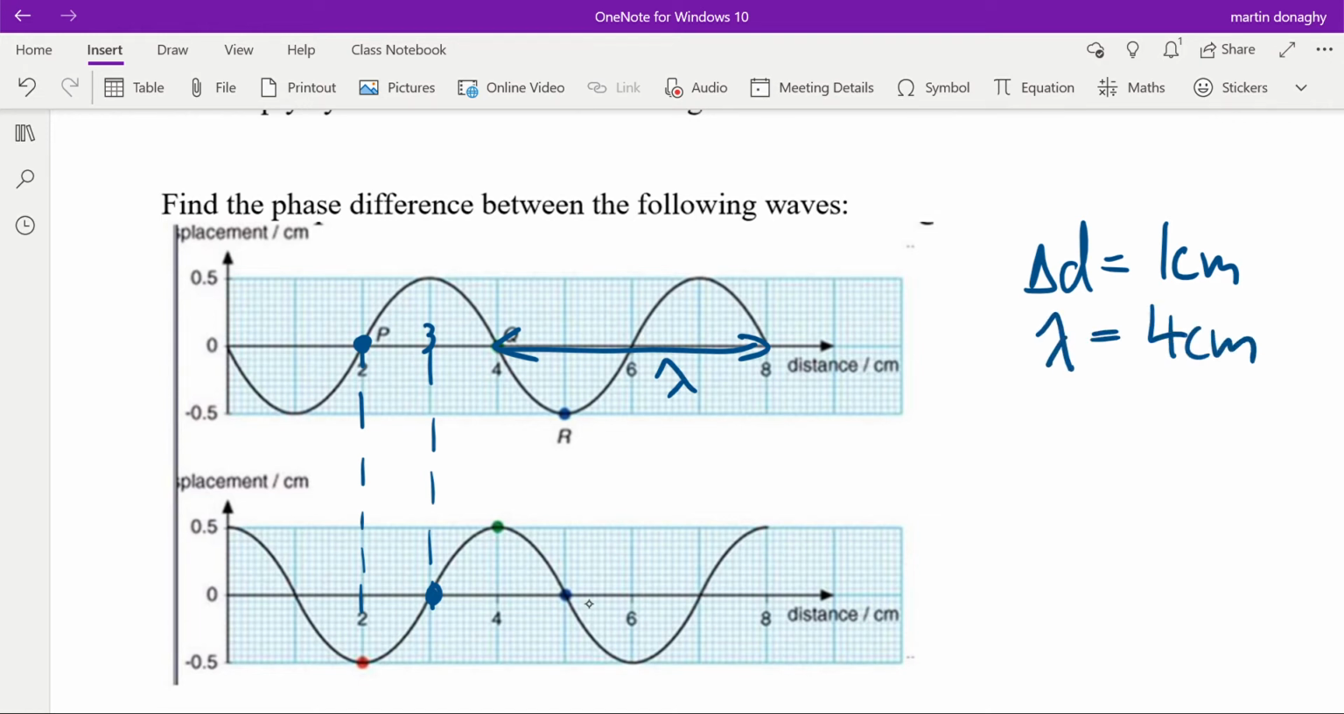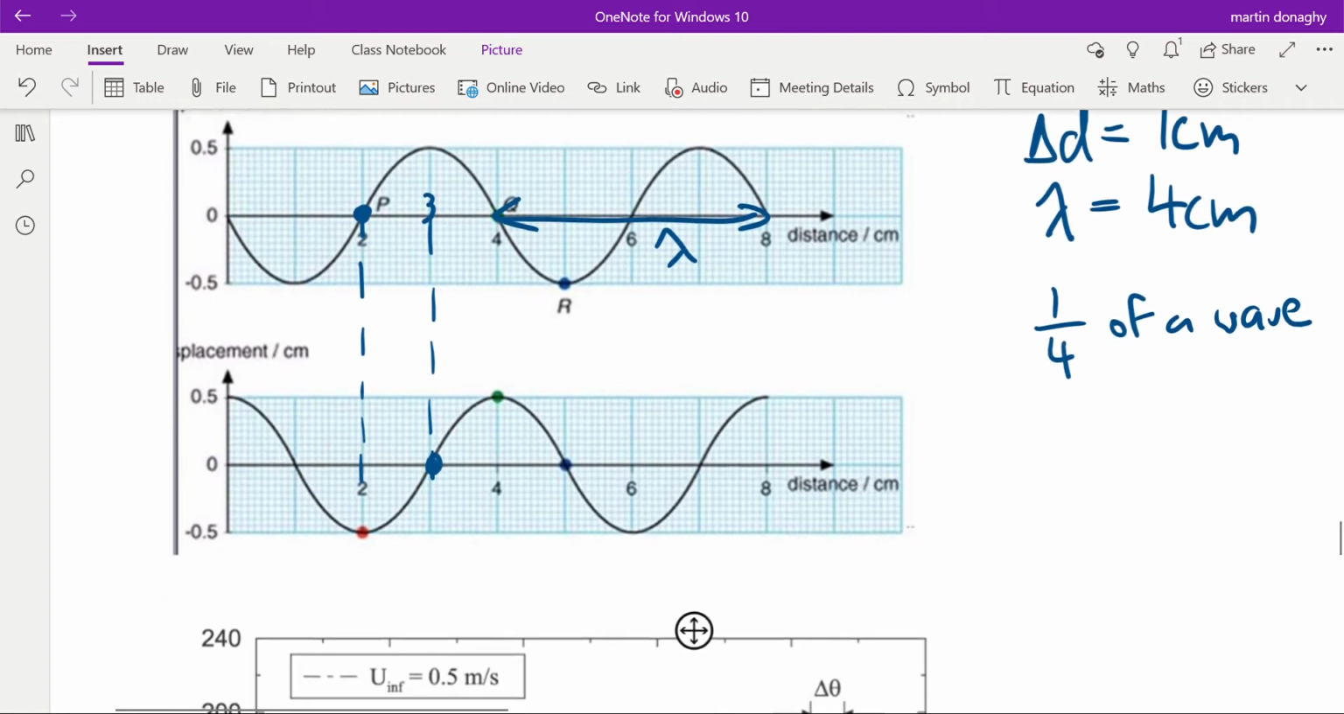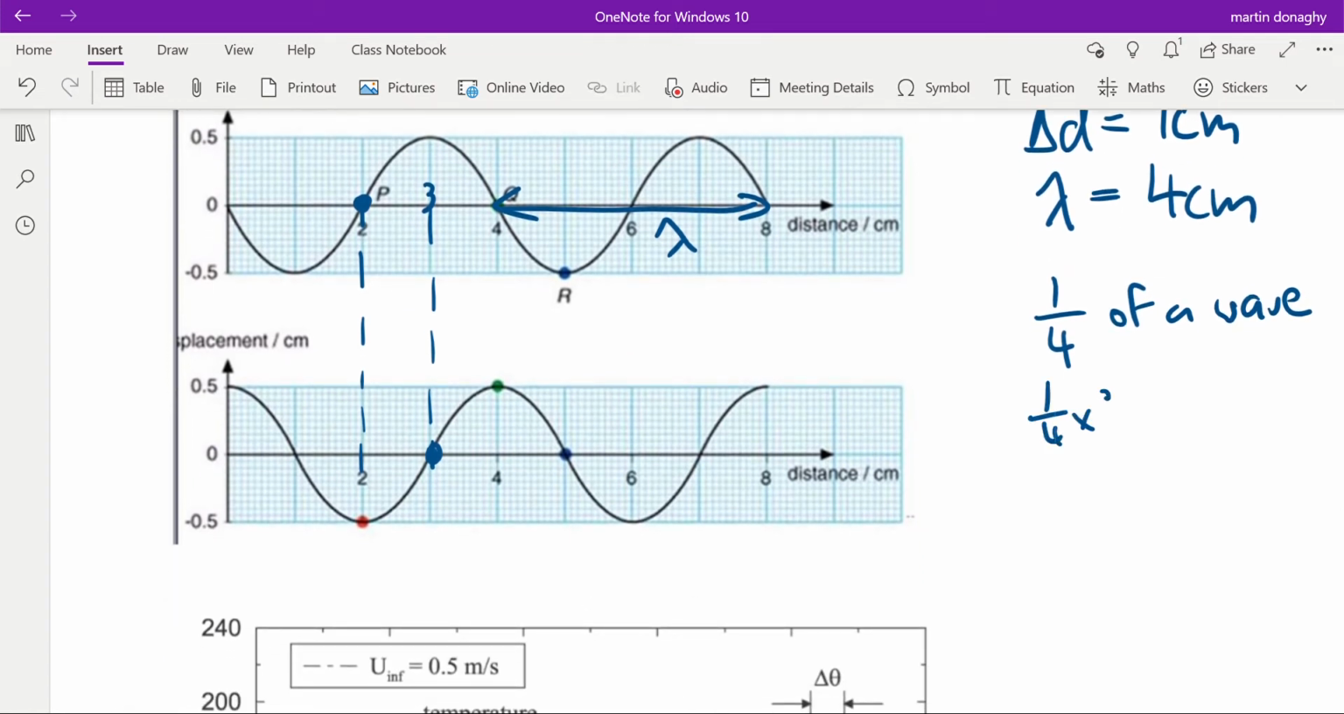Therefore, we have 1 over 4, a quarter of a wave of a phase difference. However, we can multiply that by 360 degrees to get that the phase difference is 90 degrees, or we can multiply by 2 pi to get pi over 2 radians. Okay.